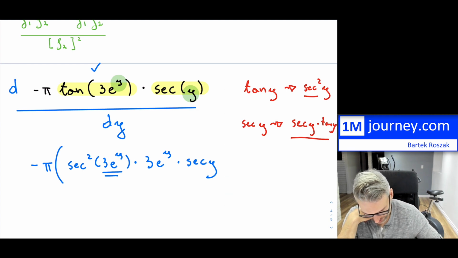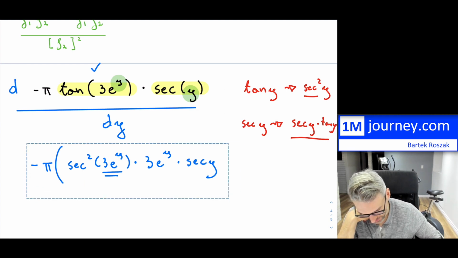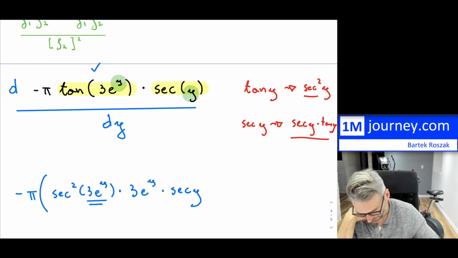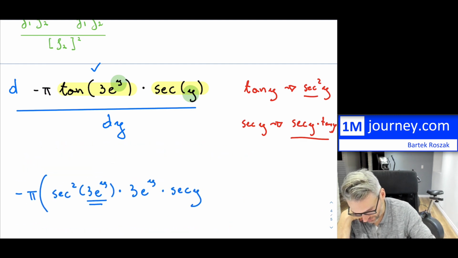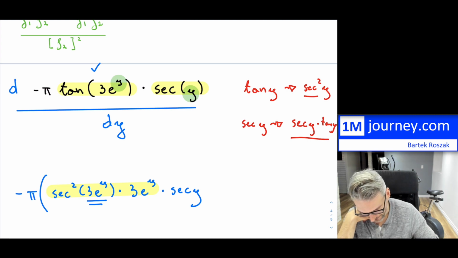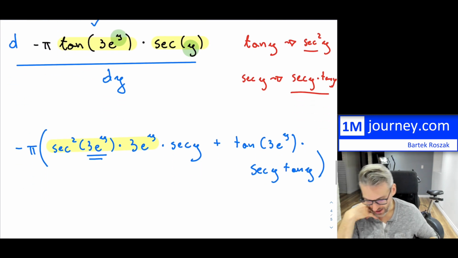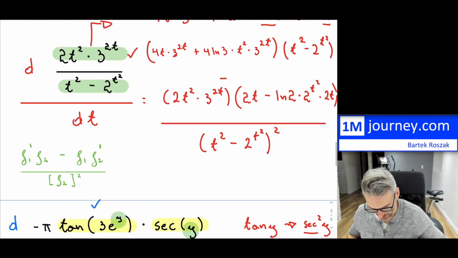So again, I'm going to use the product rule there. Let me shift this back a little bit. So I took the derivative. So this is the derivative of the first function. And then it's just multiplying secant y. And now it's going to be plus. And this is going to stay the same. So tan of 3e^y multiplied by the derivative of the secant. Well, the derivative of secant is actually secant y times tan y. And then I can close my bracket.